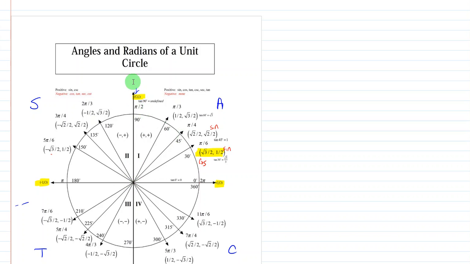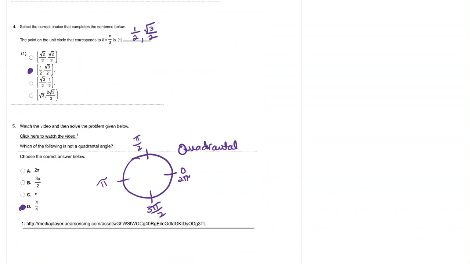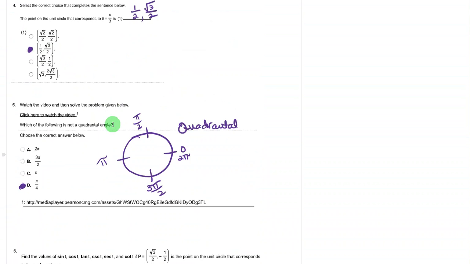So this is 1/2 pi, that's 90 degrees. Pi over 3 is 60. Just divide 180 by 3. Pi over 4 is 45, and pi over 6 is 30. So you're just dividing these numbers, 6, 4, and 3, into 180. So pi over 3, our point would be 1/2, and square root of 3 over 2. And so we choose that.